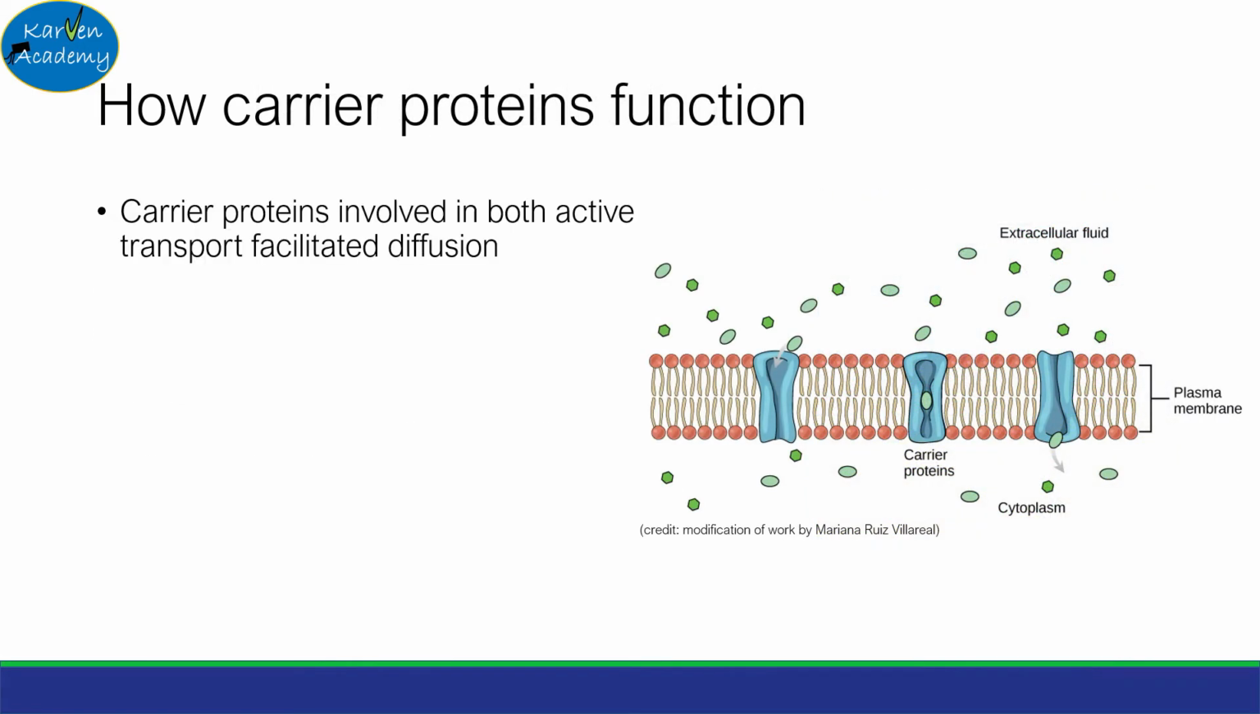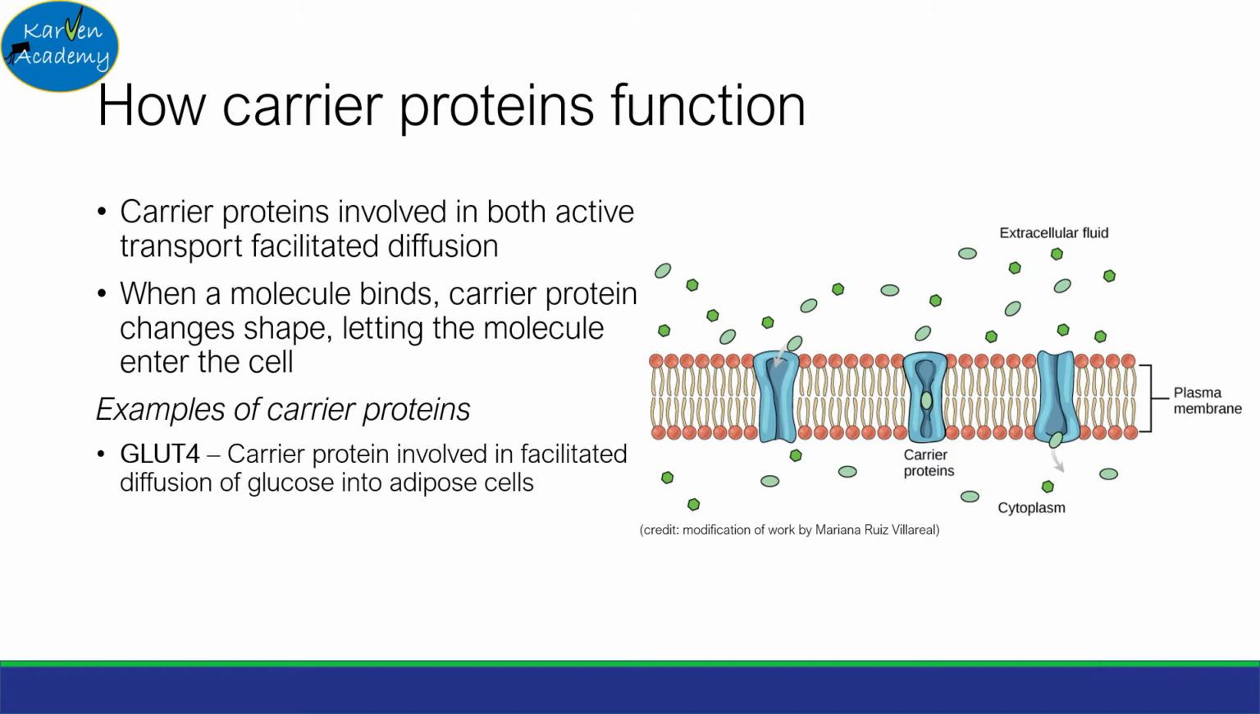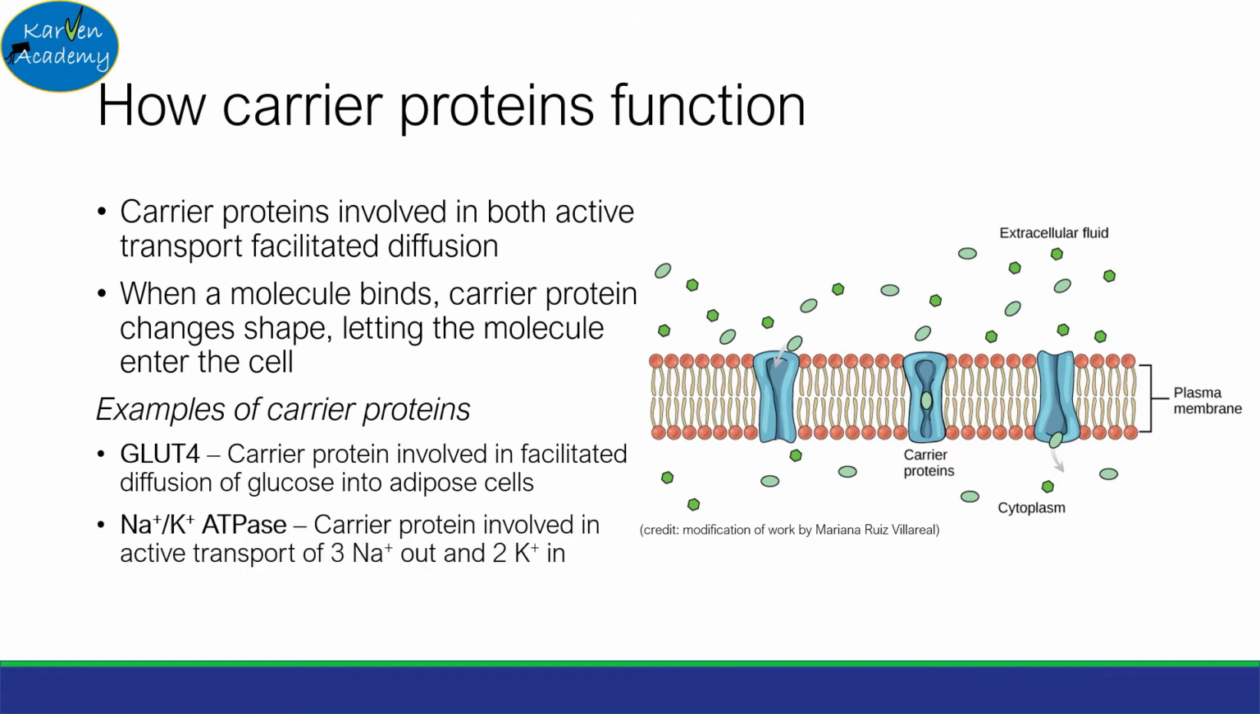Now let's look at how carrier proteins function. Carrier proteins are involved in both active transport and facilitated diffusion. When a molecule binds, the carrier protein changes shape, and this lets the molecule into the cell. Examples of carrier proteins include GLUT4, which is a carrier protein involved in the facilitated diffusion of glucose into adipose cells or fat cells, and also sodium-potassium ATPase, which are carrier proteins involved in the active transport of sodium ions out of the cell and 2 potassium ions into the cell.